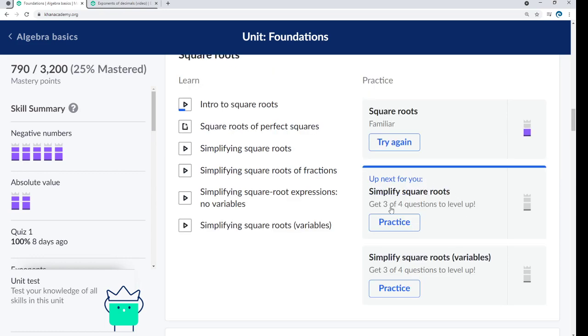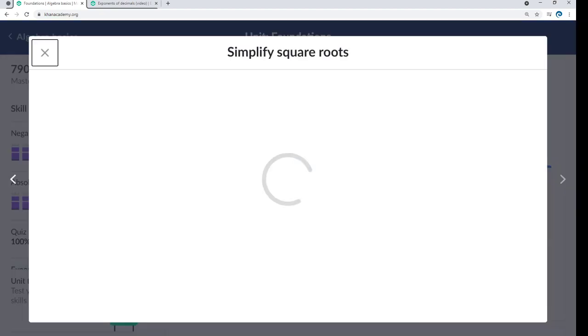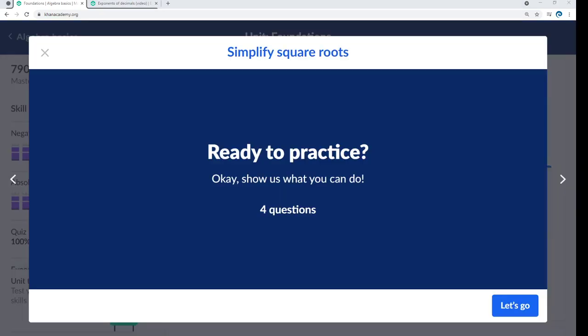Simplify square roots. Okay. Let's see what that's all about. How long is this stream? How long is this stream so far? Okay, cool. So we can make this a solid hour.